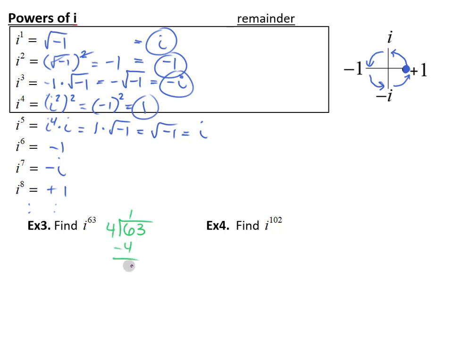Okay, 4 goes in there once. I'm doing this by hand; you probably don't need to do this by hand. It goes in there 5 times, which would be 20, and there would be a remainder of 3. So this tells me it goes through my 4 cycle 15 times, and this remainder of 3 means it needs to go 3 more steps. After it goes through 15 times, it would go 1, 2, 3, and that brings me to -i.